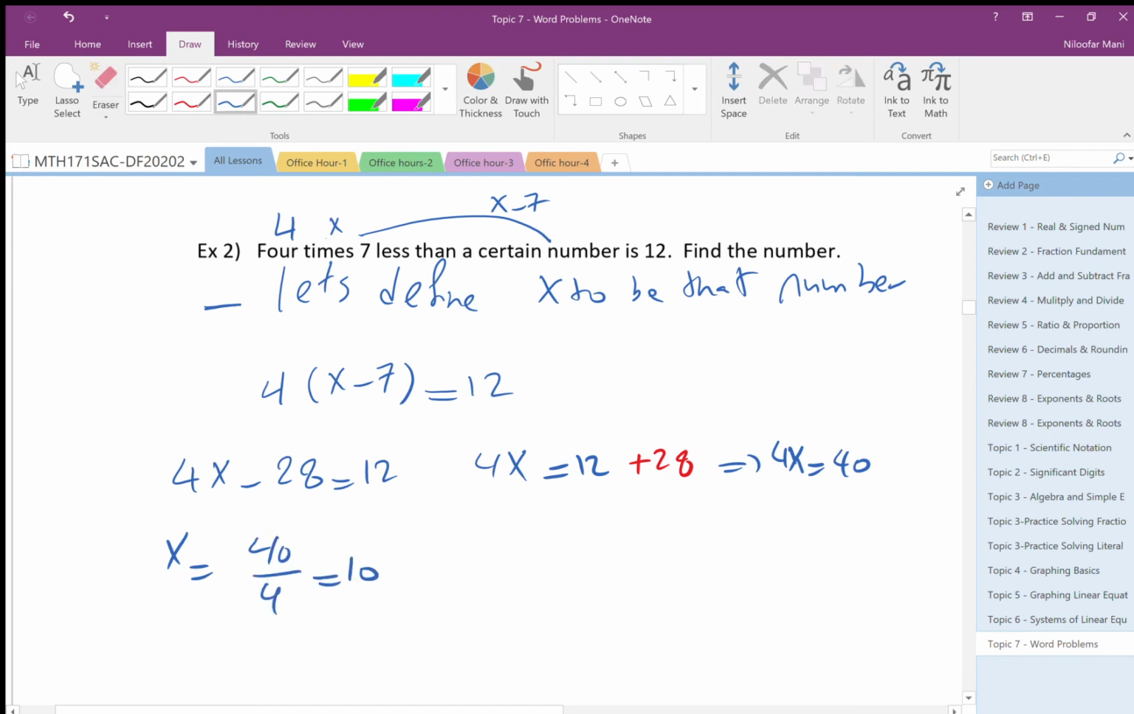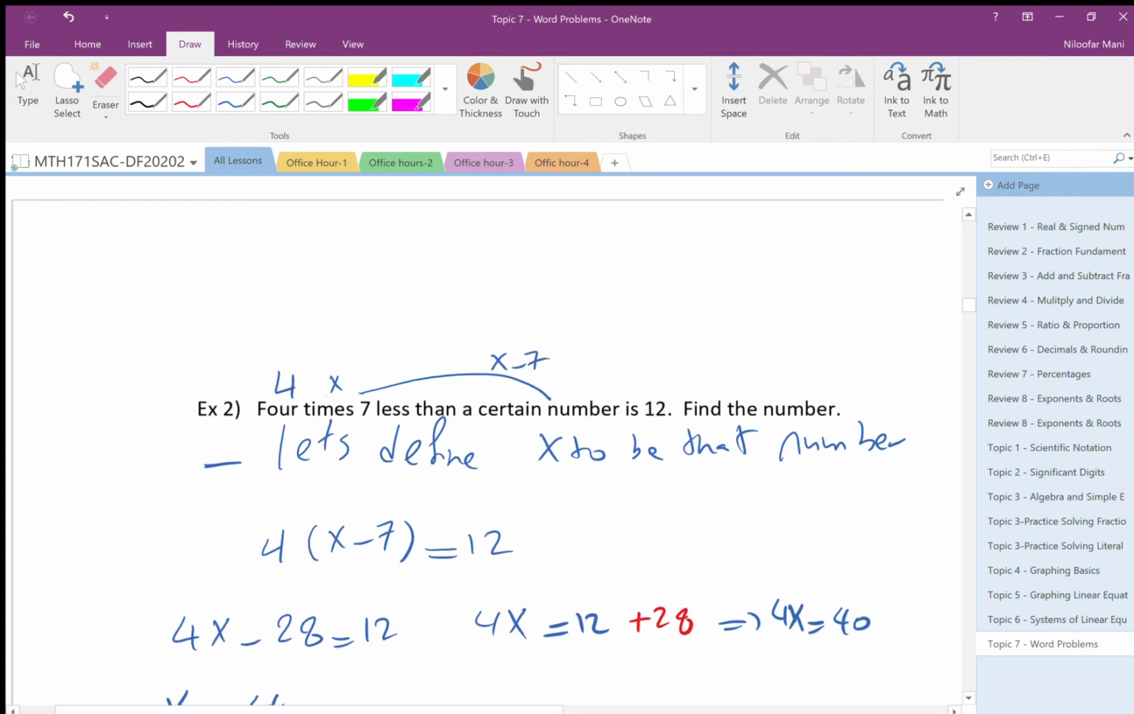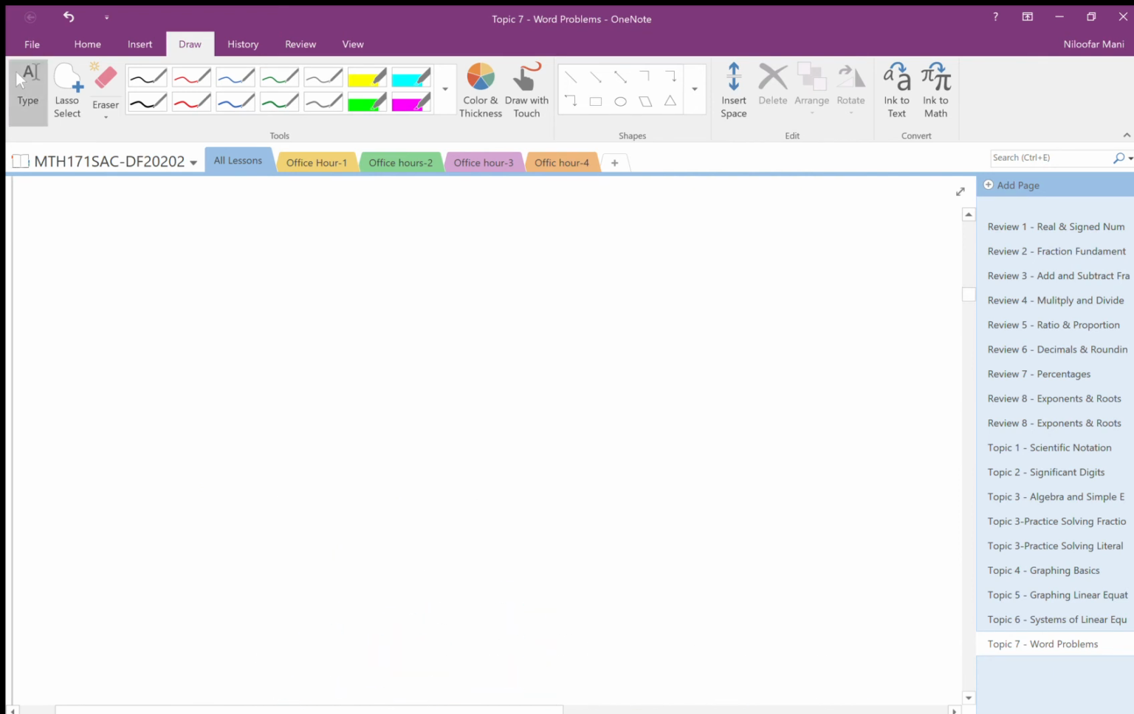Okay, so here you can write: the number which satisfies this equation is 10.